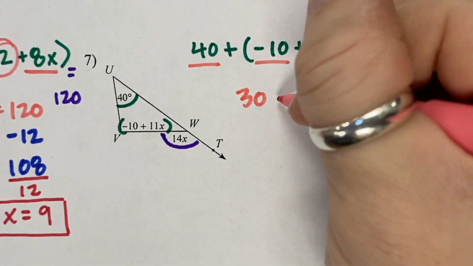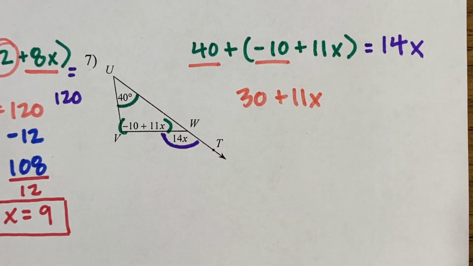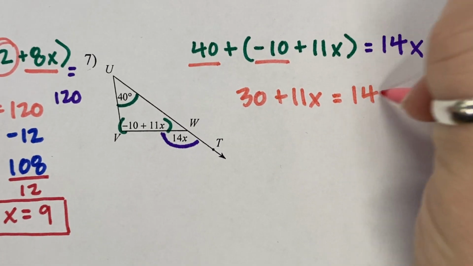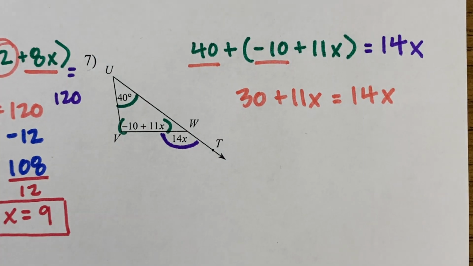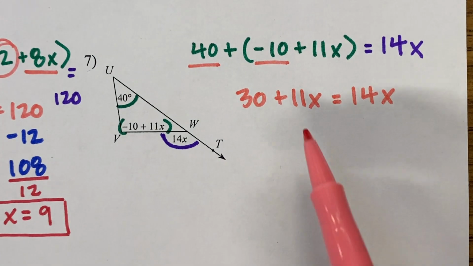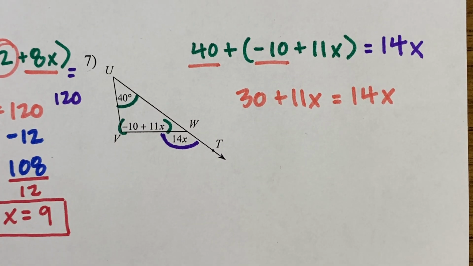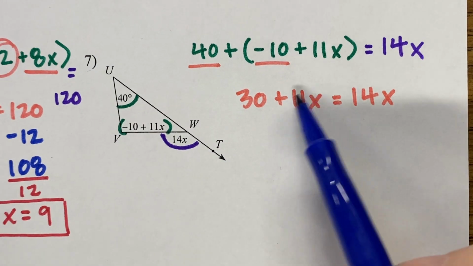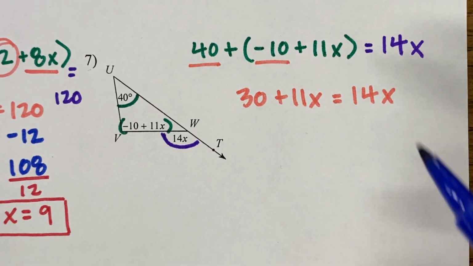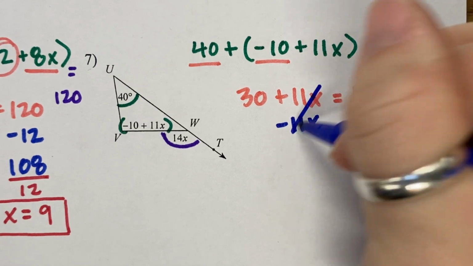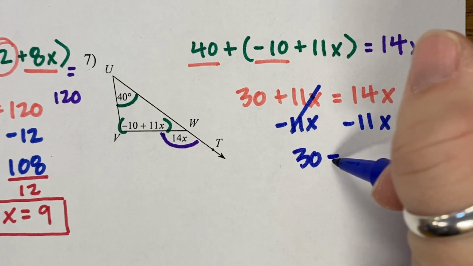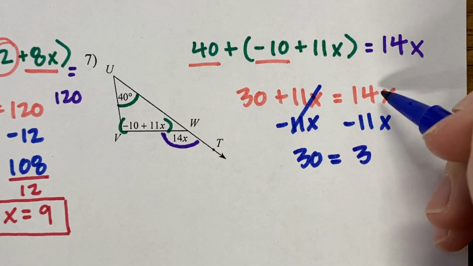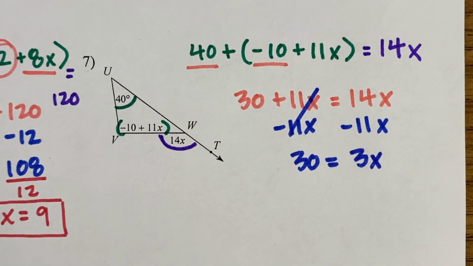Okay, I can't combine the 11x with anything on that side, so it just stays 11x, and it still equals 14x. So all we did was combine that 40 minus 10 to give me 30. Okay, well now I need to move my x's all to one side. If you remember, I like moving the smaller amount of x's, which is going to be my 11. So the opposite of plus 11x is subtract 11x. Okay, so I have 30 left on this side equals 14x minus 11x is 3x.